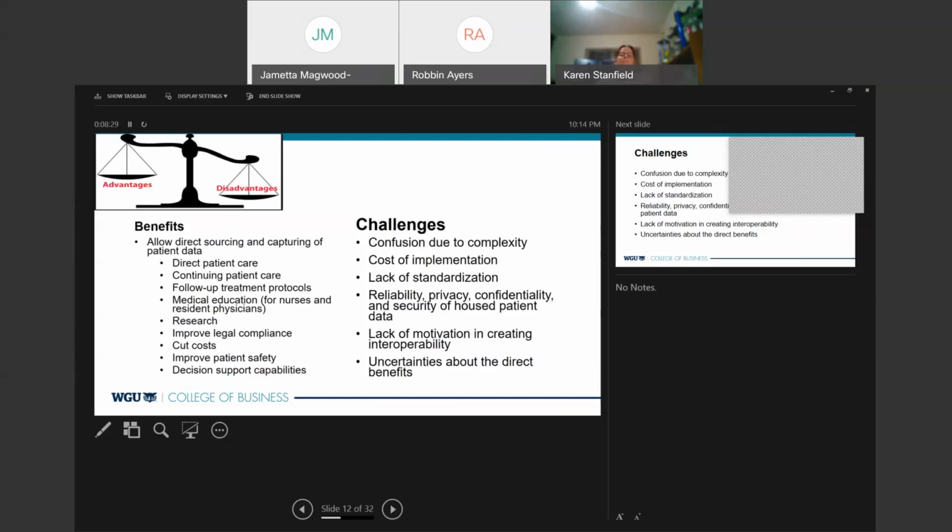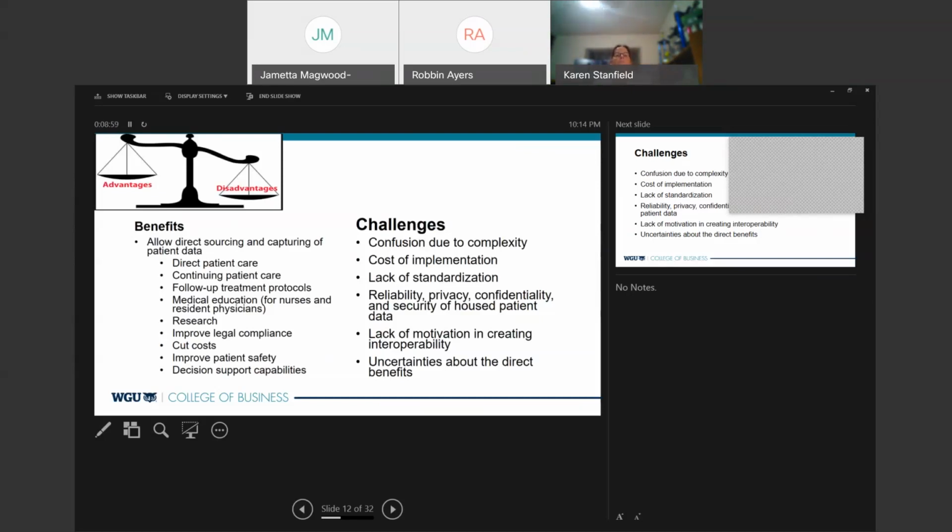A few of the challenges. It's complex. It's definitely not easy to have many of the new systems. And then you have to learn how to use those systems and learn how to make it work for you while being in compliance with your organization, right? The lack of standardization. Remember, we talked about the issues with the interface and the exchange of information. The lack of motivation in creating interoperability, and uncertainties about the direct benefit.